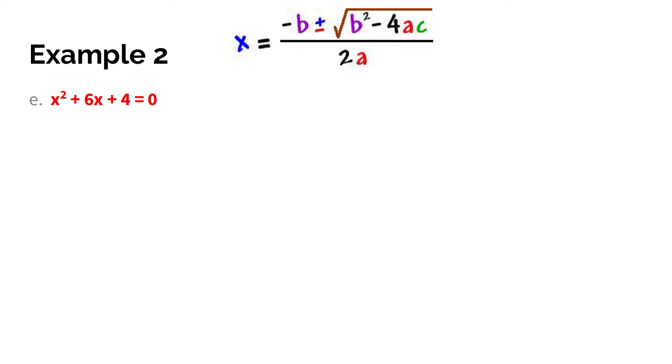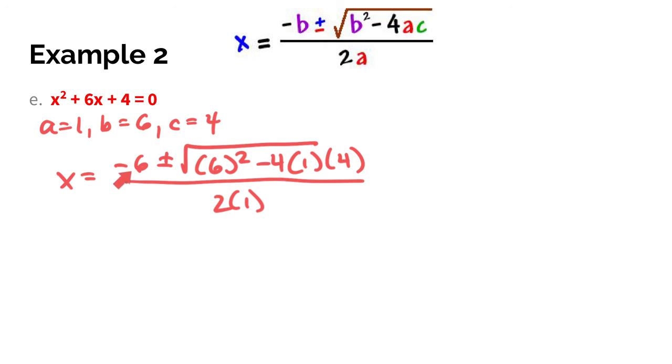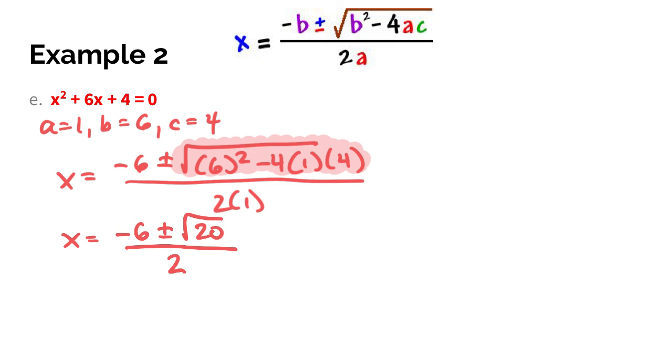Okay, last example here. A would equal 1, B would equal 6, C would equal 4. I'm going to take those three numbers and plug them into the quadratic formula to get the opposite of 6, negative 6, plus or minus the square root of B squared, which is 6 squared, minus 4 times A times C, so 1 and 4. All that divided by 2A. You can start off first by simplifying the discriminant, the part that's underneath that radical symbol. In this case, you're going to get negative 6 plus or minus the square root of 20 over 2.